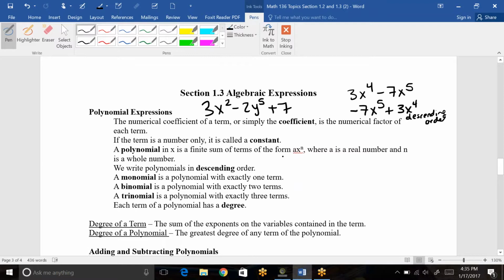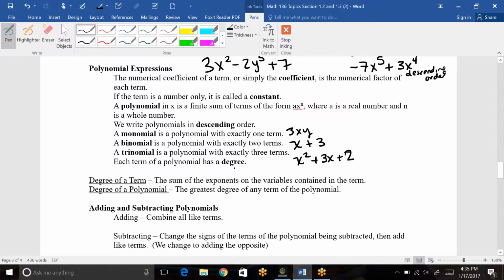A monomial is a single term, so something like just 3xy. That's not got any adding or subtracting. A binomial is 2 separate terms, so like x plus 3. And a trinomial is something where you have 3 terms. And that's a 2, sorry.